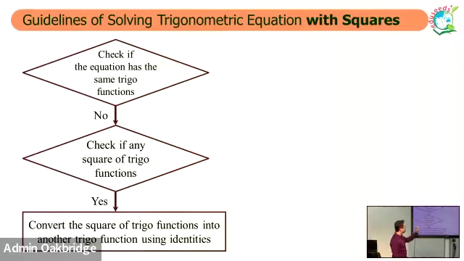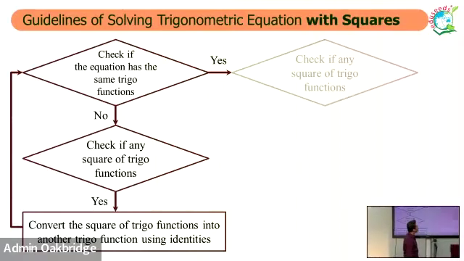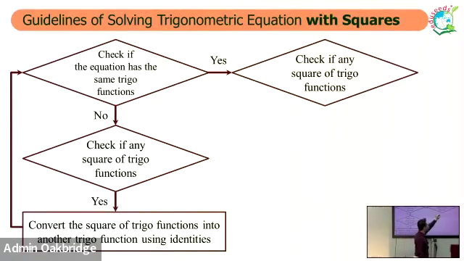So with the square of the trigo function, you can change to another trigo function. Then you have the equation with the same trigo function. So you go back, okay? Go back to here to check whether it's the same or not. Now, if it's the same, then you can proceed to the next step already. Next step, you also have to check, still got any square or not.